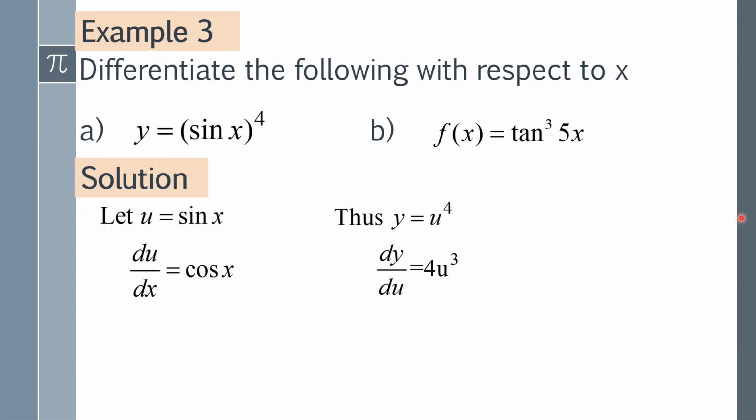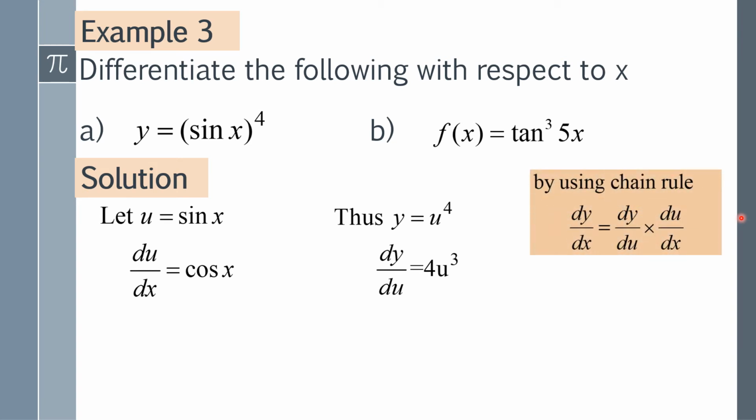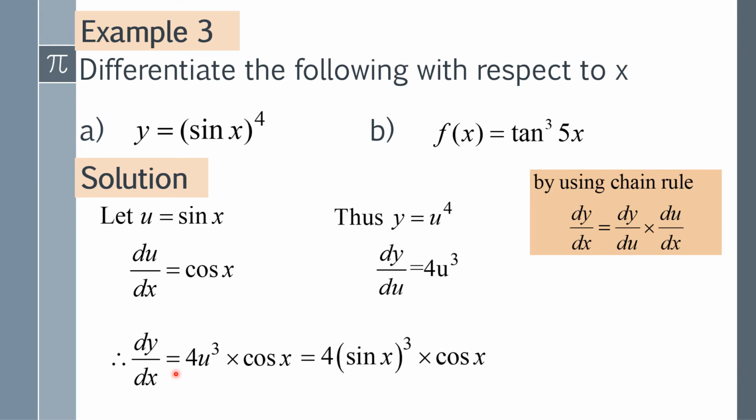Now we will use the chain rule formula. dy/dx is equal to dy/du times du/dx. Next, we replace dy/du with 4u to the power of 3, and du/dx is equal to cos x. Next, we replace u with sine x, and du/dx with cos x. Now we simplify, we can get 4 cos x sine to the power of 3 x.